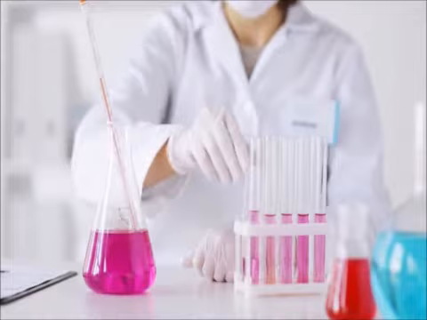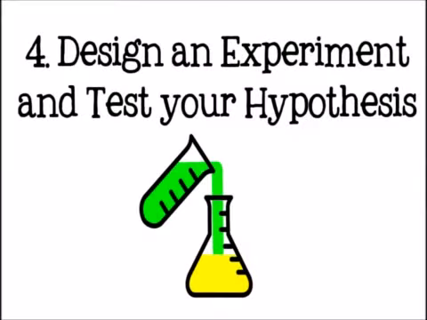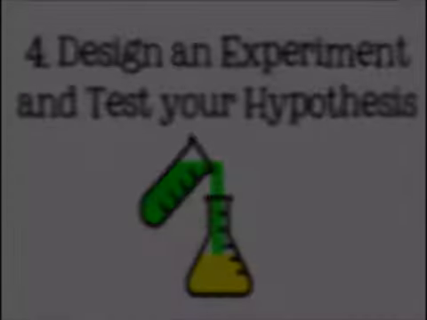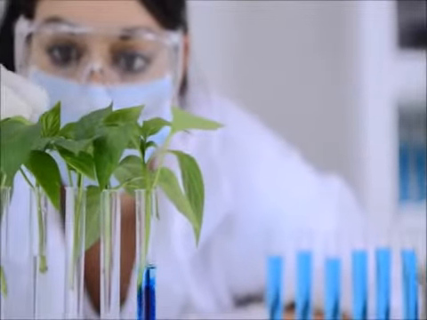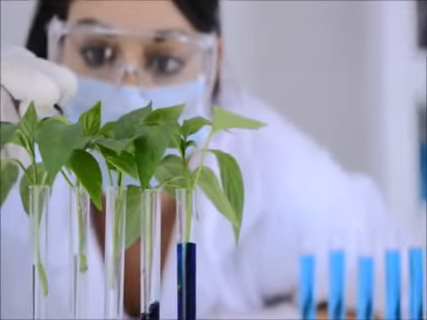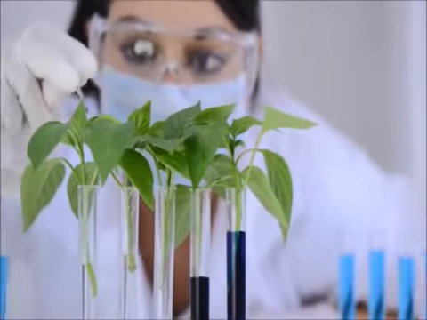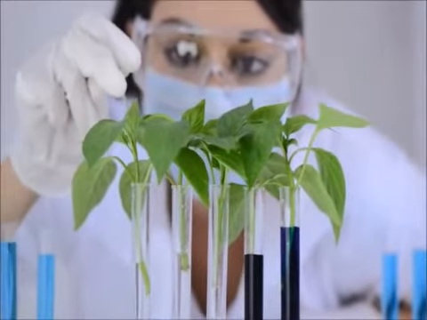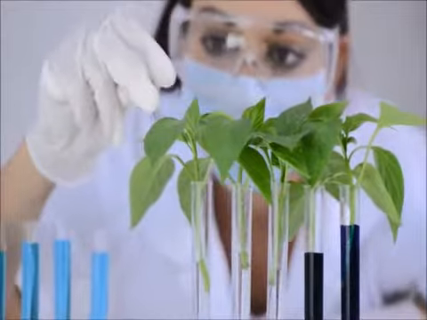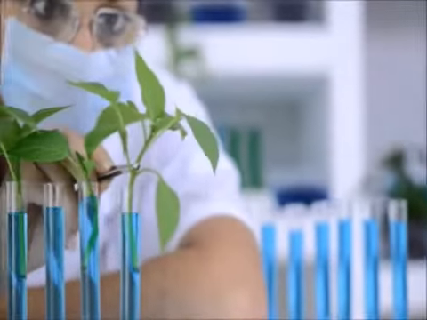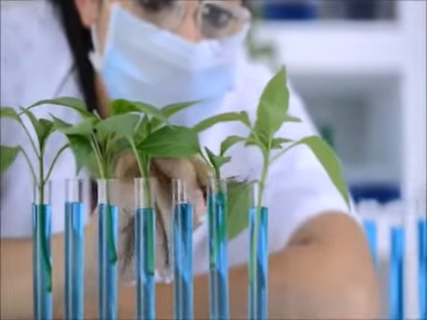After you have your hypothesis, move on to step 4. Design an experiment and test your hypothesis. When designing an experiment, you must be sure to only test one thing at once. You can do this by making sure to only change one thing or variable in each experiment. Everything else must remain the same.